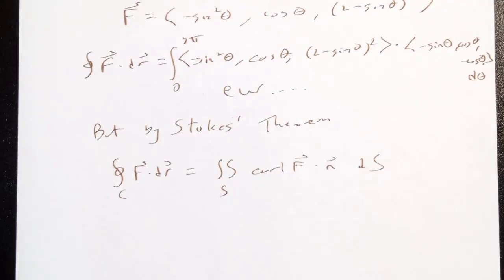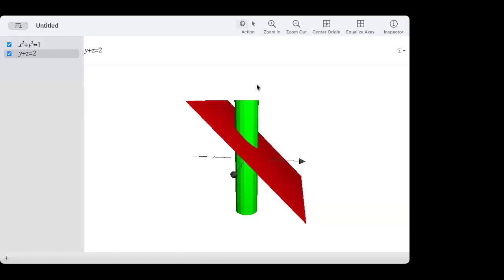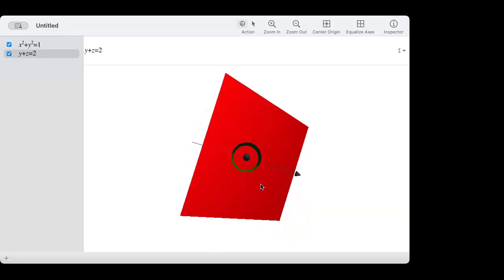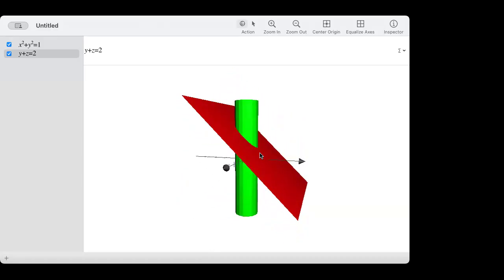Let's go back to our picture. What's the surface S? The thing that's bounded by our ellipse. That would be the part of this red plane that's inside the circle. Yes? That's given by an equation. What's the equation for the plane? Or z equals 2 minus y. That's a graph. Z equals.